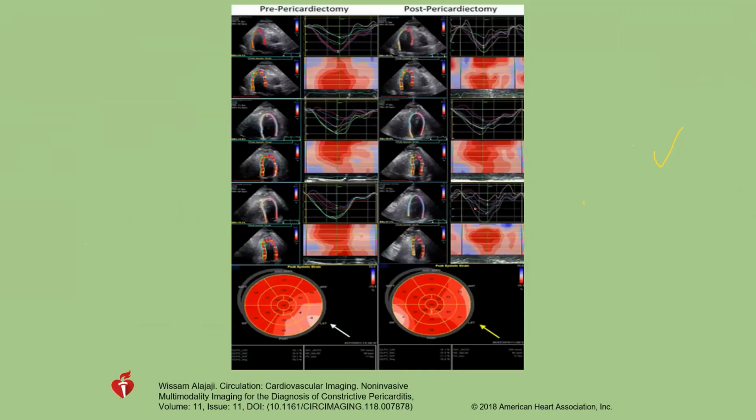Now look at the strain. This is a strain of a patient with constriction. Look here at the strain, the lateral part is impaired. Why is it impaired in the lateral part? Because the lateral wall is the most affected by constriction, right? The most affected by constriction. Well, this is the same patient after pericardiectomy. You see there is revival of the lateral strain. Now the lateral wall is coming back, okay?